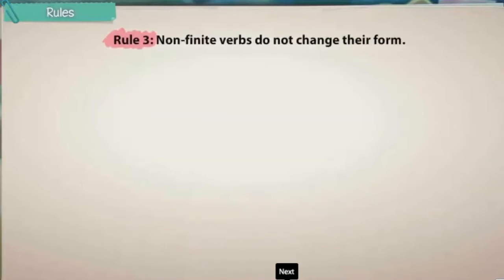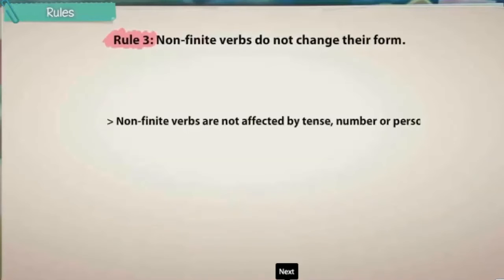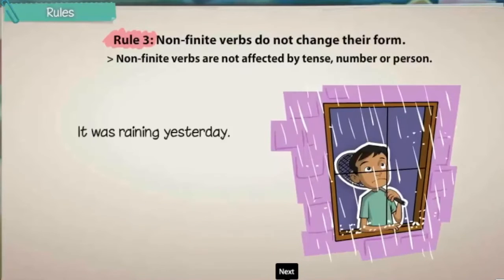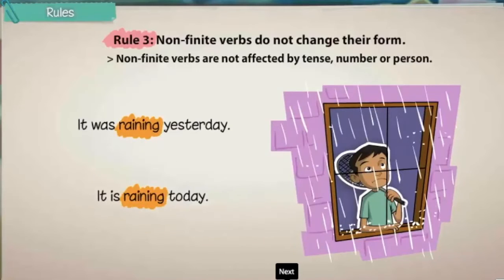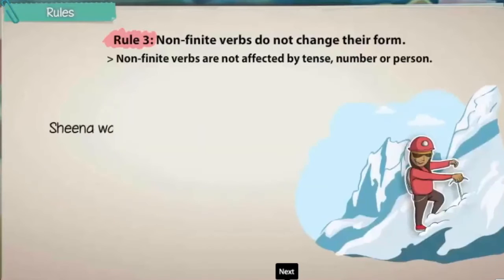Non-finite verbs do not change their form. Non-finite verbs are not affected by tense, number, or person. It was raining yesterday. It is raining today. Raining is a non-finite verb. It does not change its form. Was is past tense. Is is present tense. But in both cases, raining does not change its form.